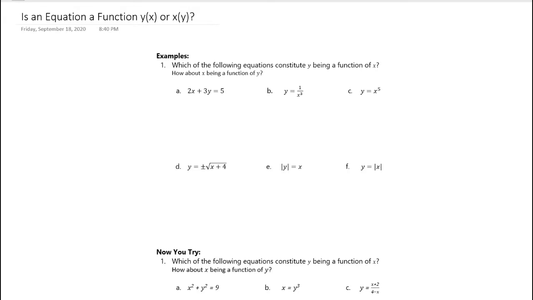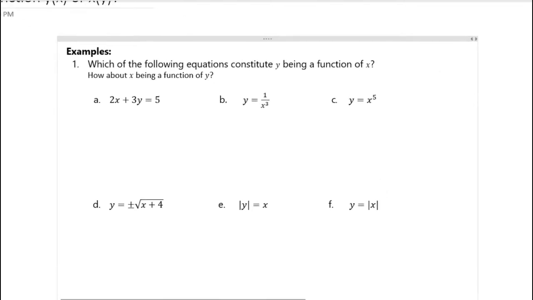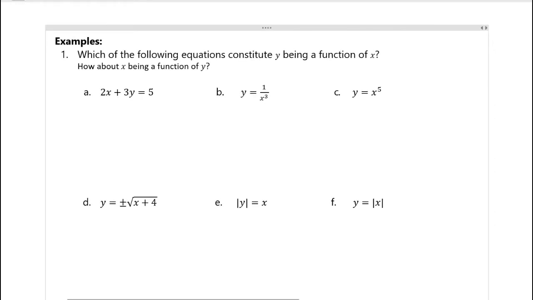All right, welcome back. This is Noah, and we're going to go over in this video whether an equation is a function y of x or x of y when it's given in symbolic form. So we're going to look at some examples and talk through each one and see some strategies for determining if an equation given in symbolic form is going to be a function with x as the input and y as the output, or maybe the other way where y is the input and x is the output.